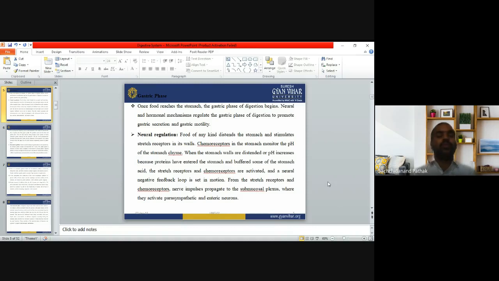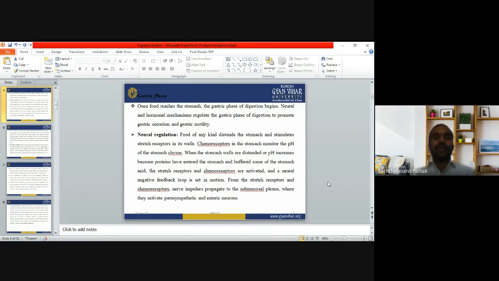Now there are two mechanisms, a neural mechanism and a hormonal mechanism. That means electrical impulses will work, and some hormones and some chemicals will work. To do what? To regulate the gastric phase of digestion, to promote secretion and motility. Now first, how will the neural regulation help in the gastric phase?